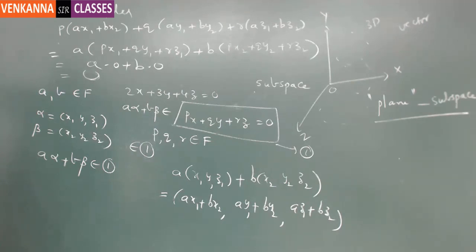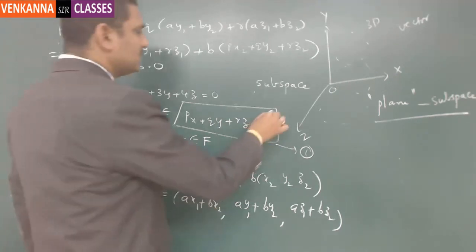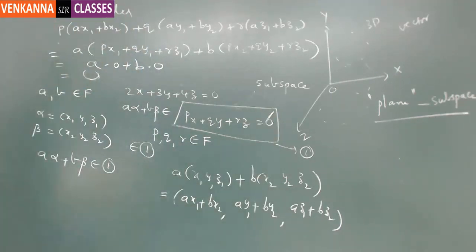Exactly. So every plane passing through the origin is a subspace. Let us take the simple thing as px plus qy plus rz equal to 6. Now you take 2 points which satisfy that. Now you are going to say that a alpha plus b beta also lies in the same plane. If you find at least one point which does not satisfy, then it is not a subspace. That's it.